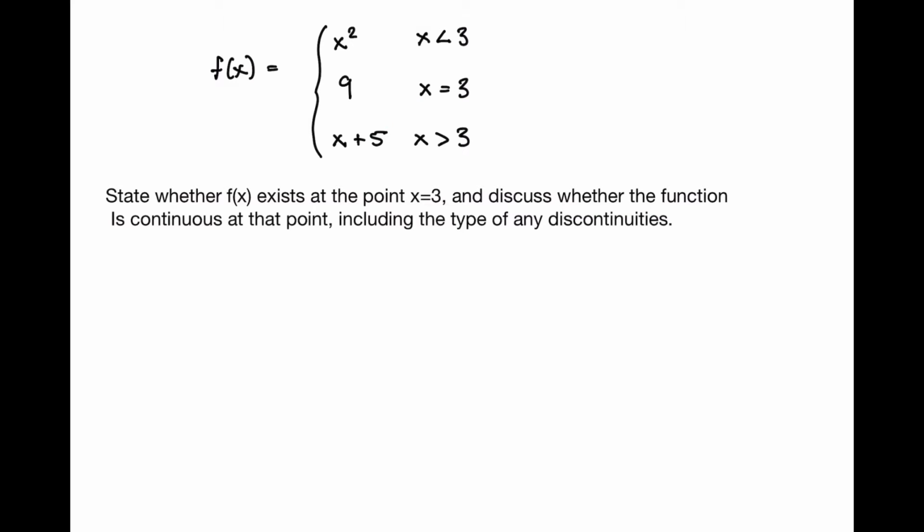All right, so the first part of the question asks whether f of x actually exists at the point x equals 3. Now that part's pretty straightforward. Basically, all you're looking for is whether there's a real y value solution to our function when x is equal to that point. And from our piecewise, we can clearly see that when x is equal to 3, f of x is equal to 9. And that means that there is a real y value solution associated with x equals 3, and it's 9. So yes, the function does exist there.